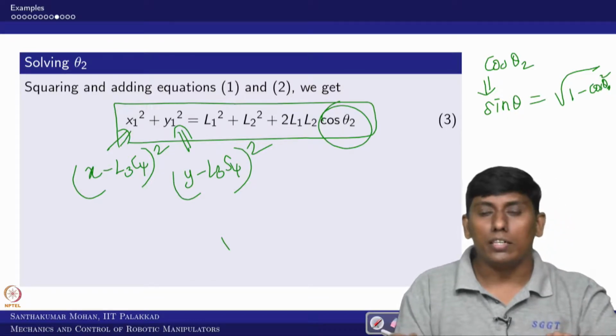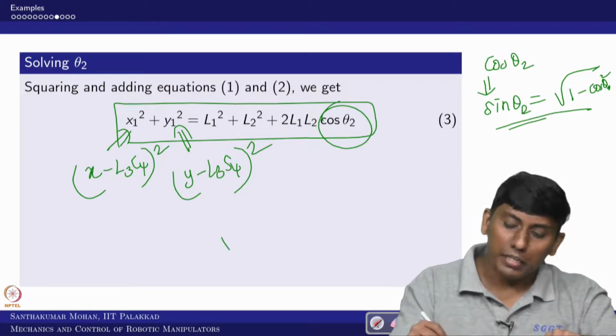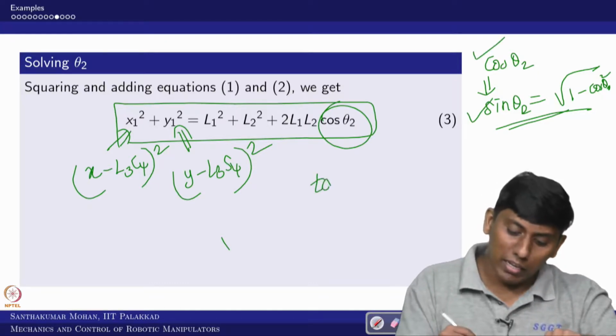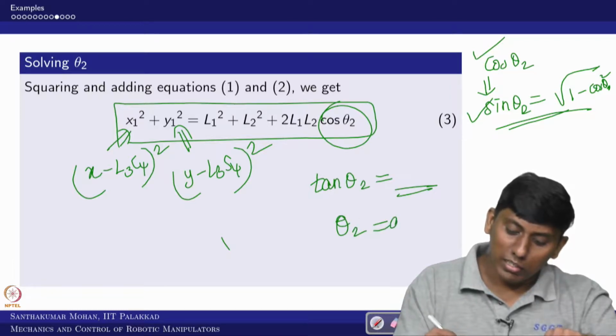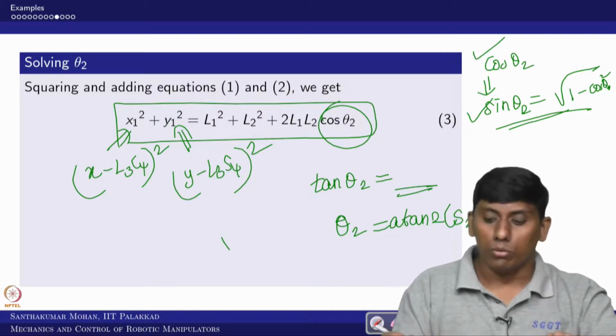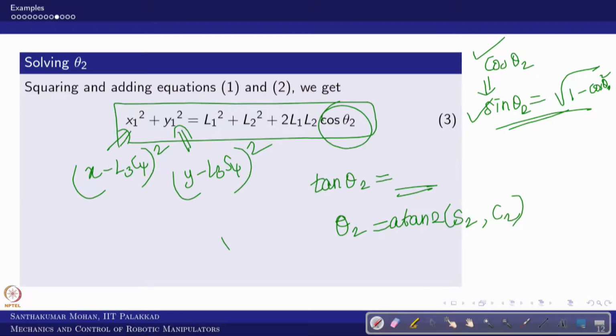Because we know sin squared theta 2 plus cos squared theta 2 equals 1, based on that I can find this. So once I know sin theta 2 and cos theta 2, what can I do? I can take tan theta 2, right? So then I can write theta 2 as atan2 like this. I put S2 as sin theta 2 and C2 as cos theta 2. Like that I can mark it, right? So in the sense, theta 2 I can get. Once I get theta 2, I will show you what I can do, okay?